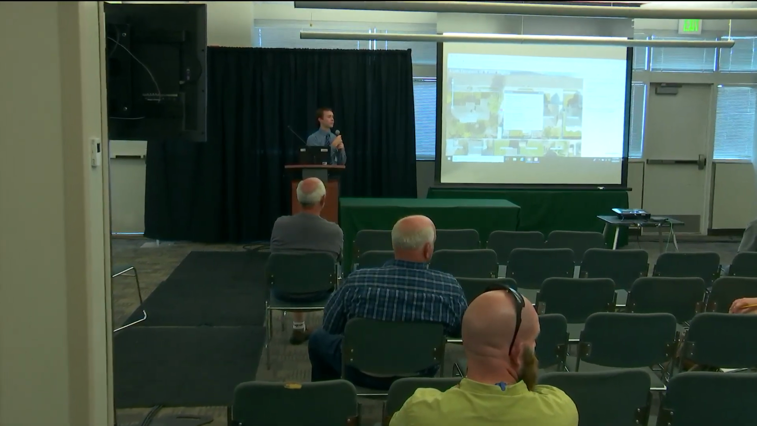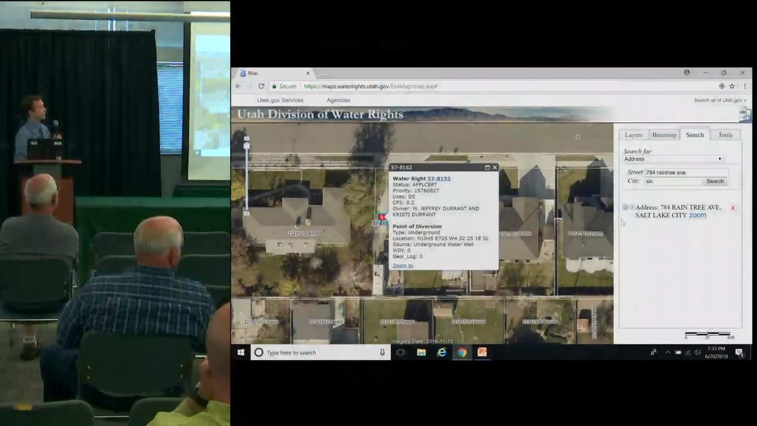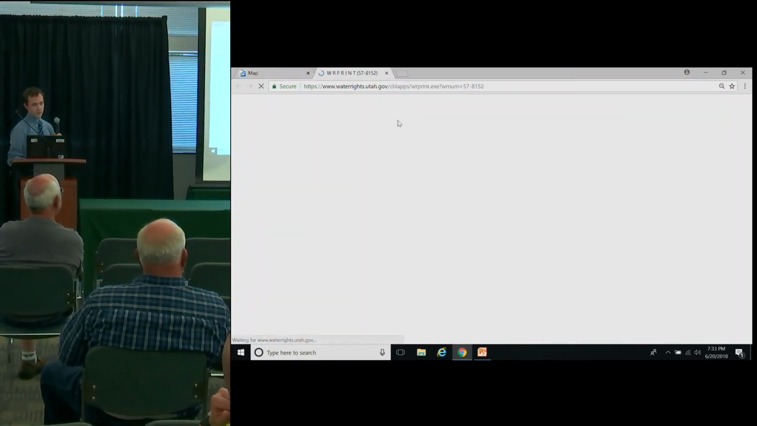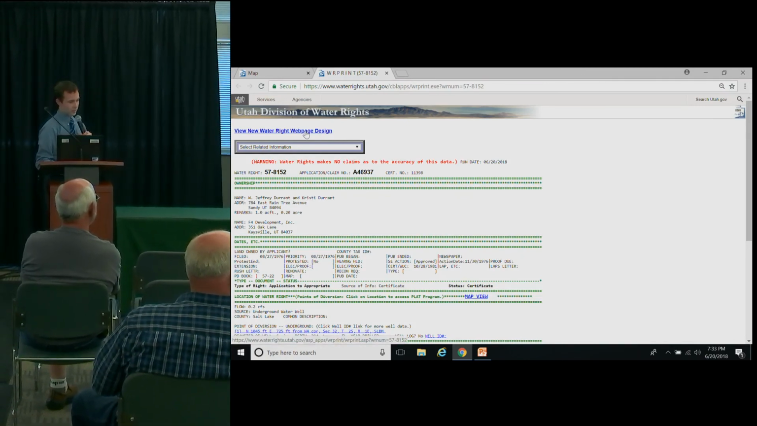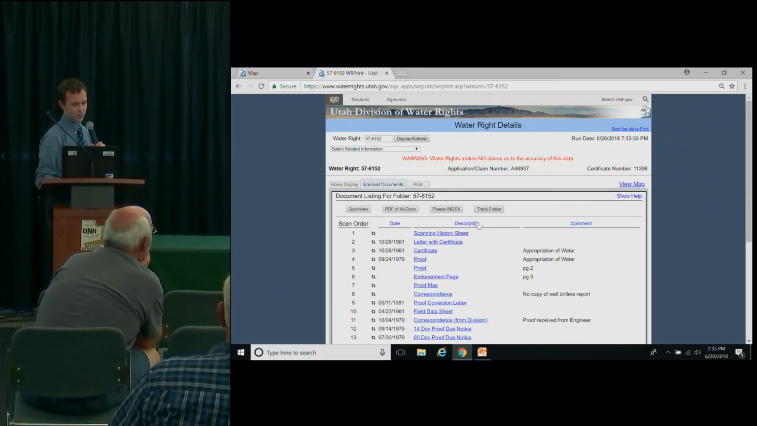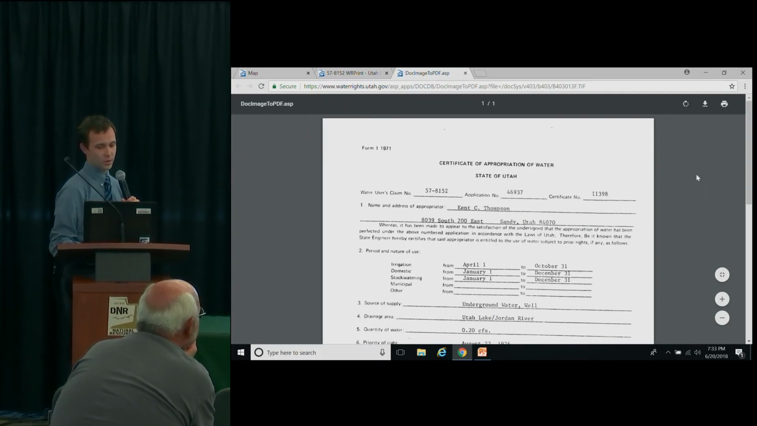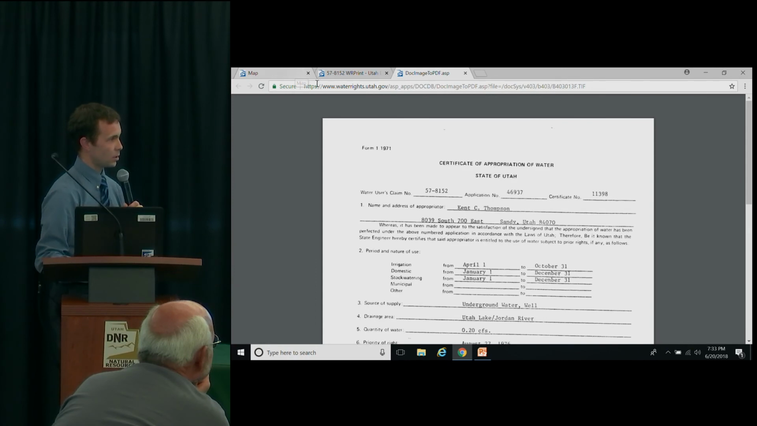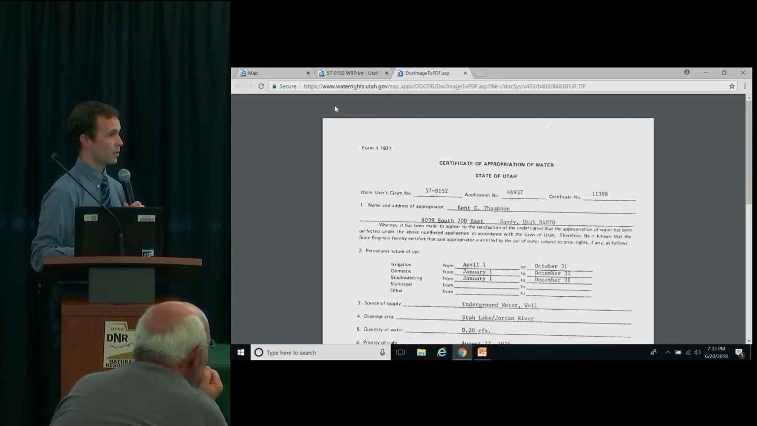Can I ask you, how do we get a copy of that application certificate, or whatever you said? Okay, good question. She wants to know how to get a copy of the water right information or the application certificate. So here's a certificate. If you go to the water right database, which is waterrights.utah.gov, you can do it by map search like we've done, or you can do it by water right number.